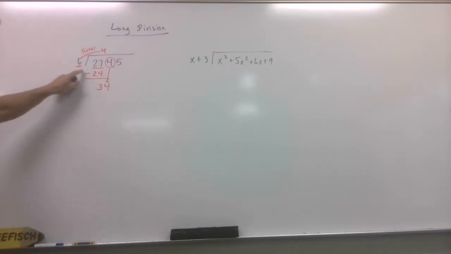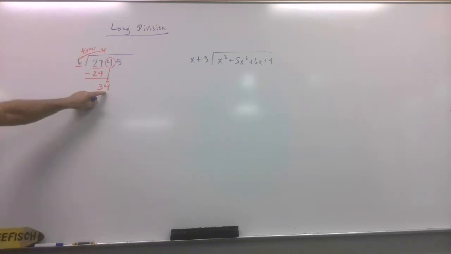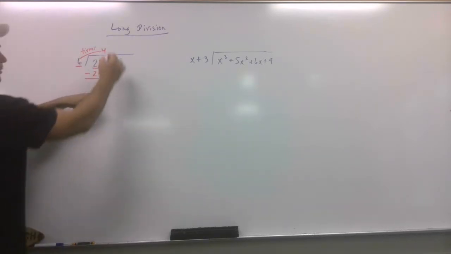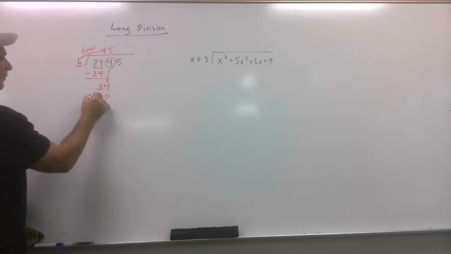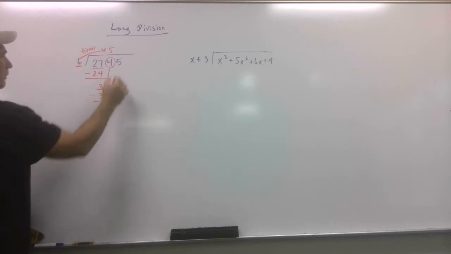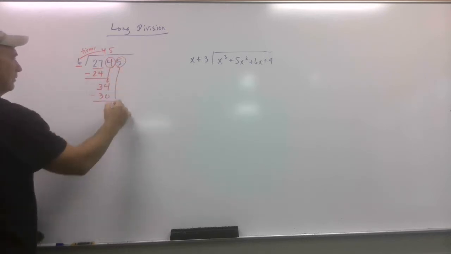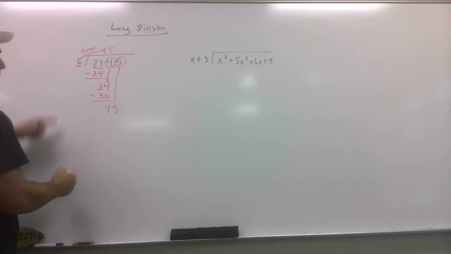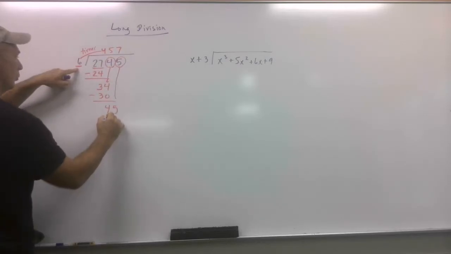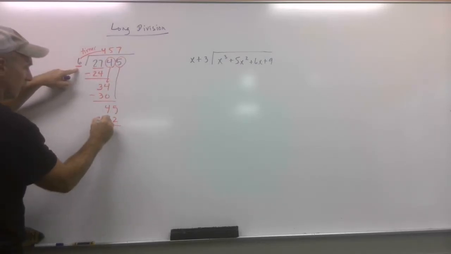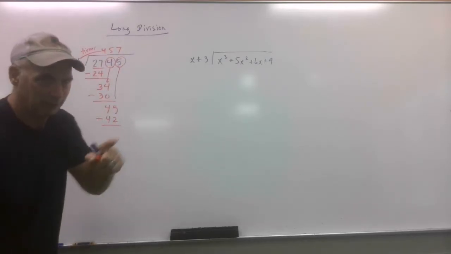How many times is 6 going into 34? Well, 6 times 6 is 36, that's too much. So 6 times 5 is 30. Don't forget to subtract. And then 34 minus 30 is 4. Because I have one more number to bring down, that'd be a 5. How many times is 6 going into 45? Well, 6 times 7 is 42. Subtract. Don't forget to subtract.